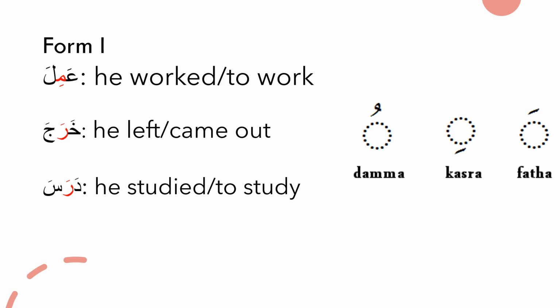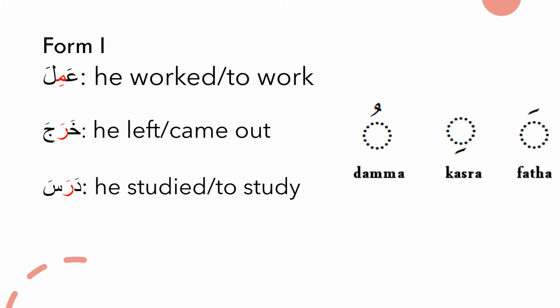Okay, so if we then just zoom in on form 1, as we can see, we've got 3 different examples here. So amila can mean he worked, and it can also mean to work. In Arabic they don't really have an infinitive as such. They just use the past tense he form to act as their infinitive as well. So amila, he worked or to work. Kharaja means he left or he came out, and darasa means he studied or to study.